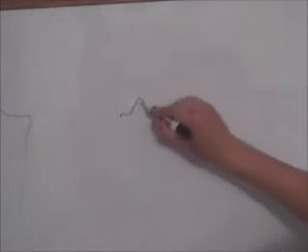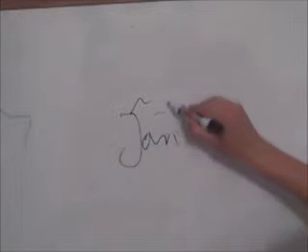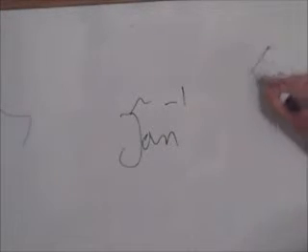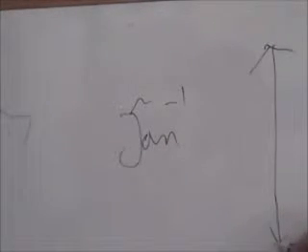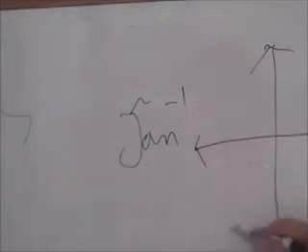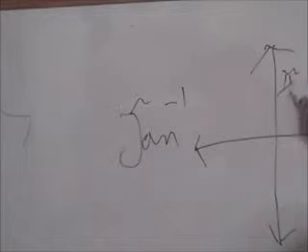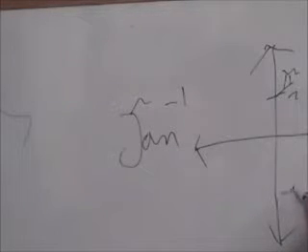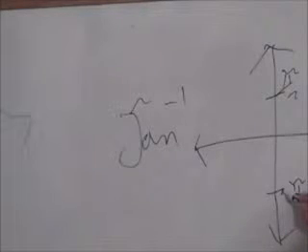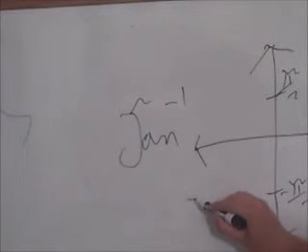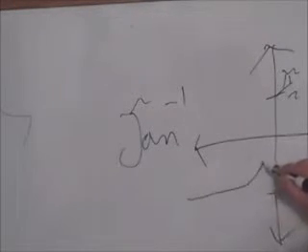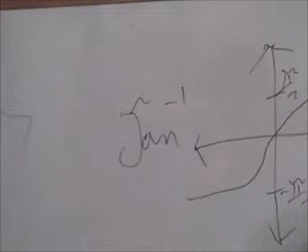And likewise, arc tangent has to be restricted also at pi over 2 and negative pi over 2, and continues between them as such.